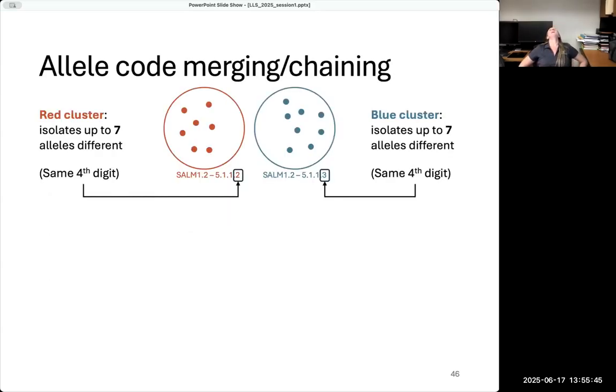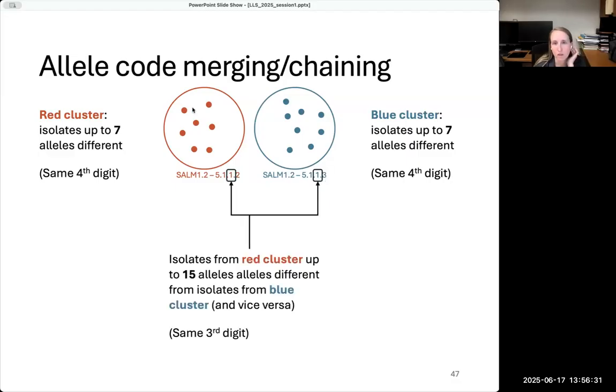Okay. So an issue that came up a few years ago after they started using whole genome sequencing and they set up allele codes was that allele codes were merging and chaining. So that's going to lead us into the X codes. Here's an example. We have a red cluster here with some isolates in it. They are going to be up to 7 alleles different, and we know that because they have the same fourth digit. And then we also have this separate blue cluster here with isolates up to 7 alleles different from each other, right? They have the same fourth digit.